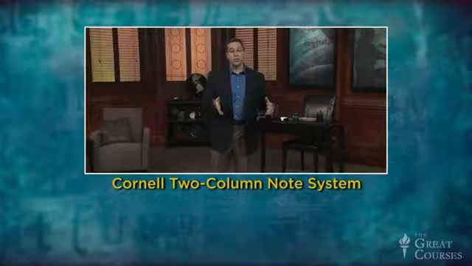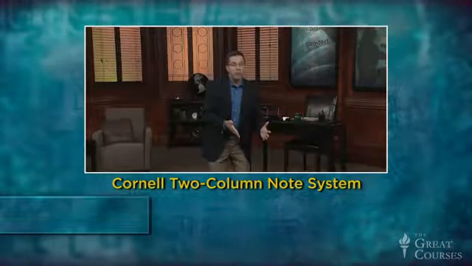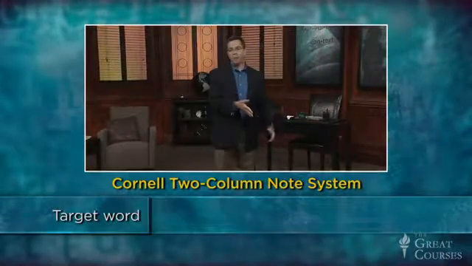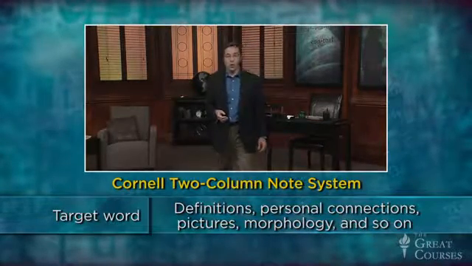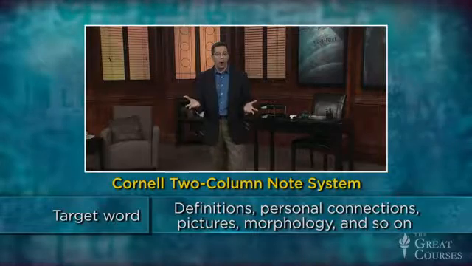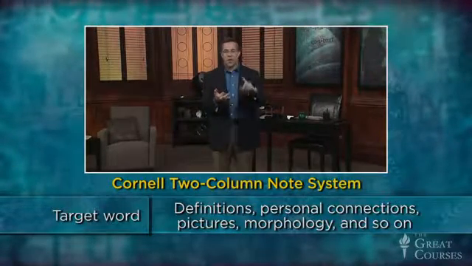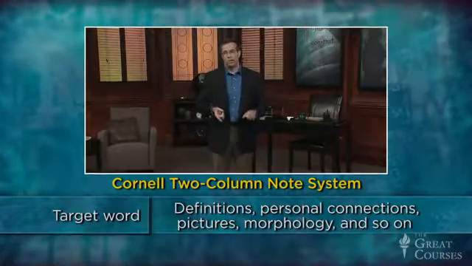You can organize your vocabulary notebook into the traditional Cornell 2-column note system. Make the left column narrow and the right column wide. Write the target vocabulary word in the narrow left column. You want a wide right column because this is where you write all the information you want about that word. Definitions, personal connections, pictures, morphology, whatever helps you own that word.